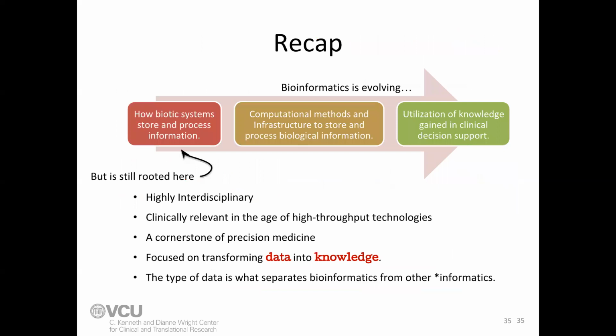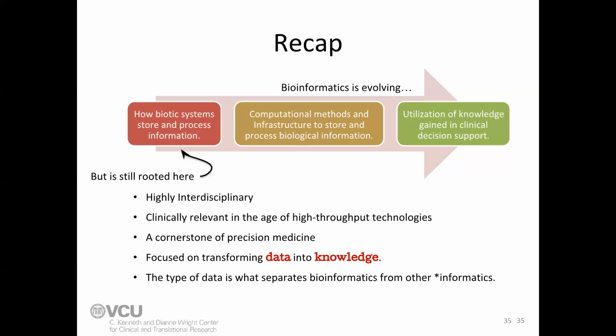Okay, just to recap, almost done. So bioinformatics, as I see it, is evolving, and it's still evolving. We started by looking at how biological systems store and process information. And then with the advent of high-throughput technology and advancements in computation, it now includes computational methods and the infrastructure to store and process that biological information that's collected.